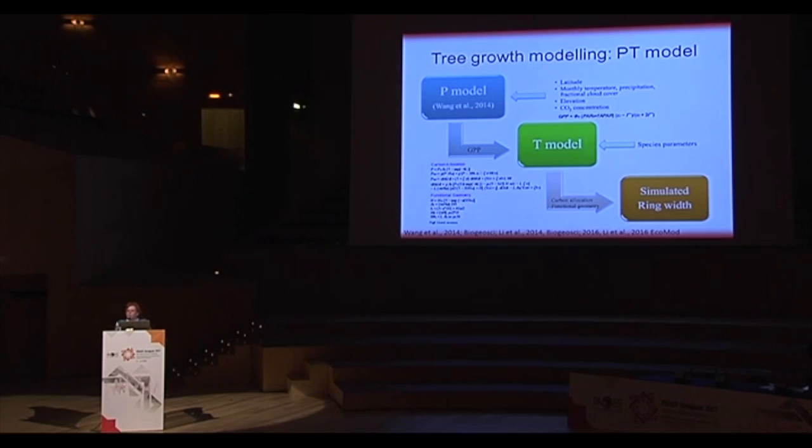So this T model allocates carbon between leaves, stems, and roots, and it does so following known relationships which have been used in the forestry community for a long time in terms of functional geometry. That functional geometry relationship allows us then to tell how much carbon is being used by roots, how much by leaves, and therefore how much there is in the stem, and that enables us to simulate ring widths.